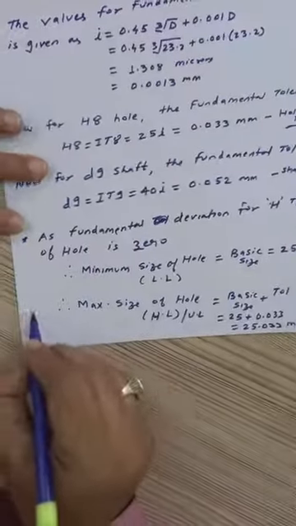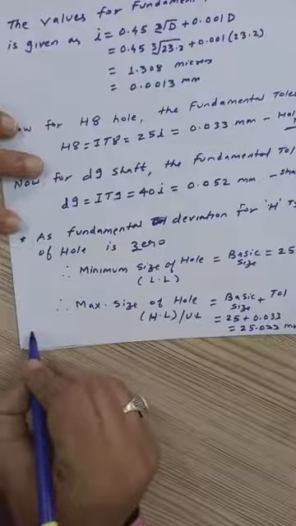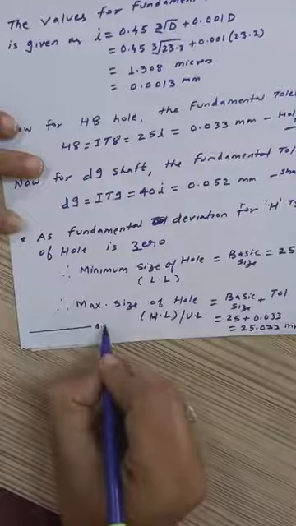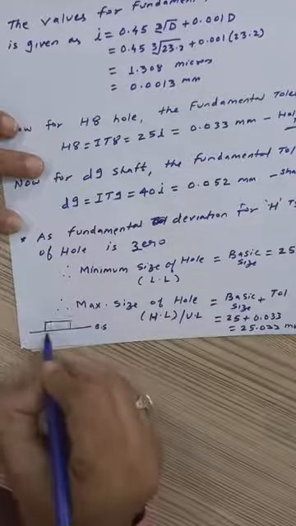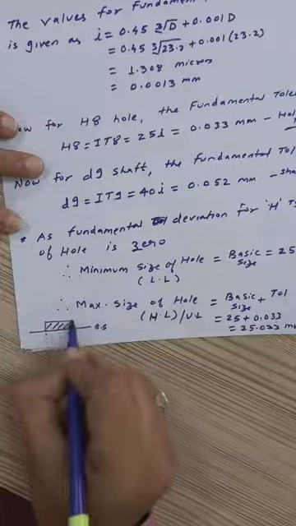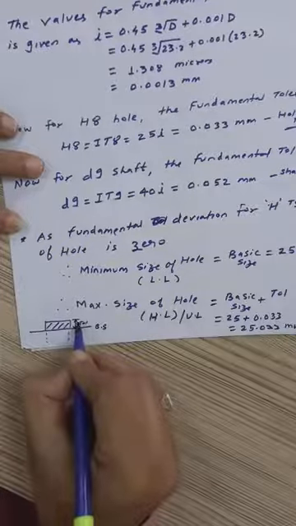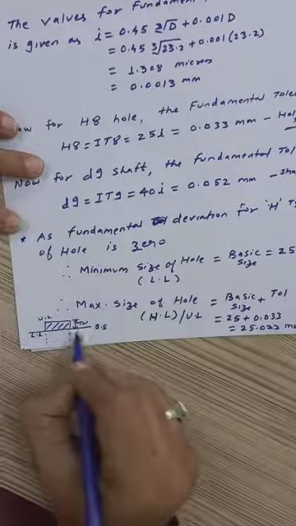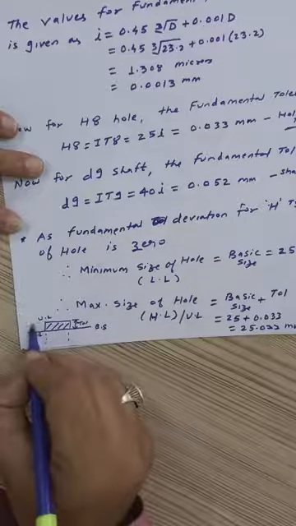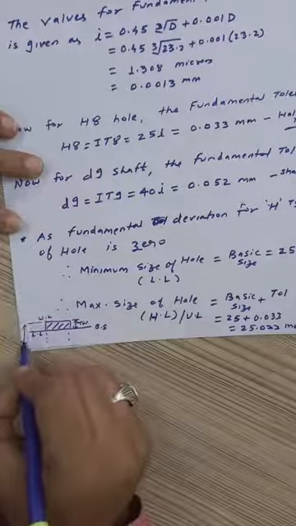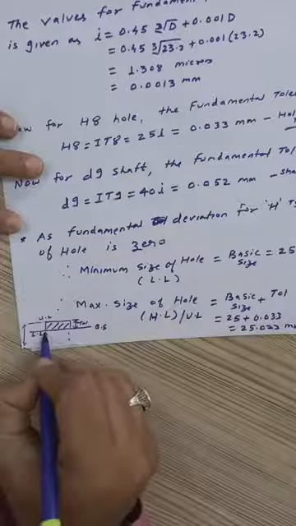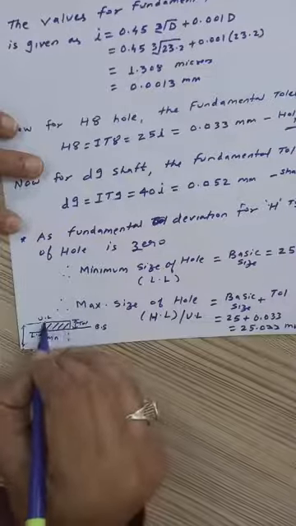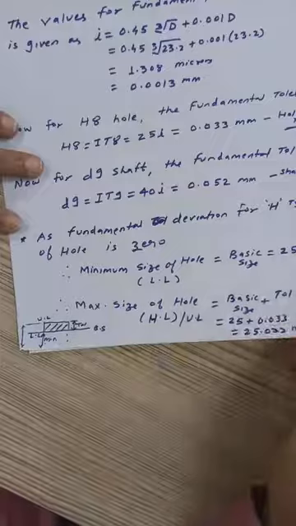If we draw the figure, if this is the basic size, this is the hole, this is the tolerance, this is the upper limit, this is the lower limit. So the lower limit is equal to basic size. Upper limit means maximum size, lower limit means minimum size. So basic size plus tolerance gives you the upper limit or maximum size.